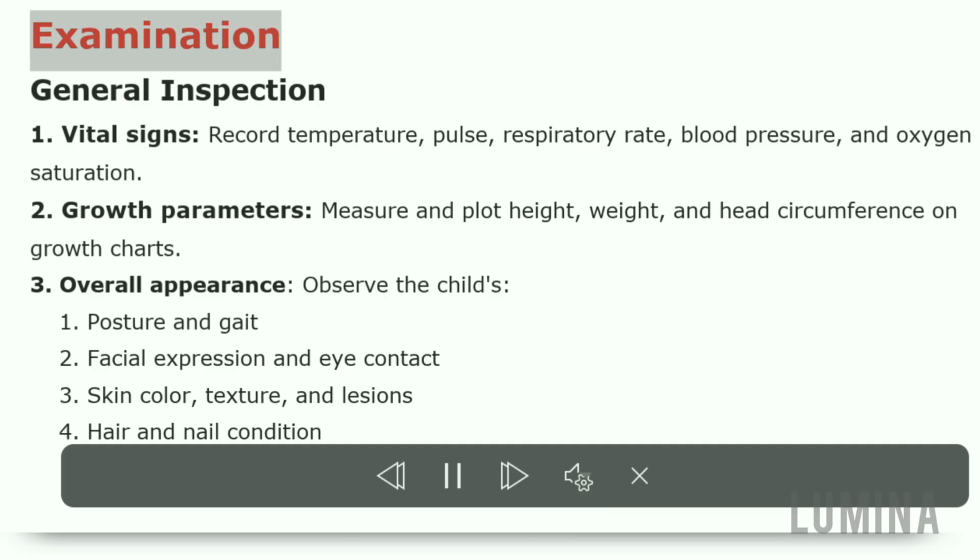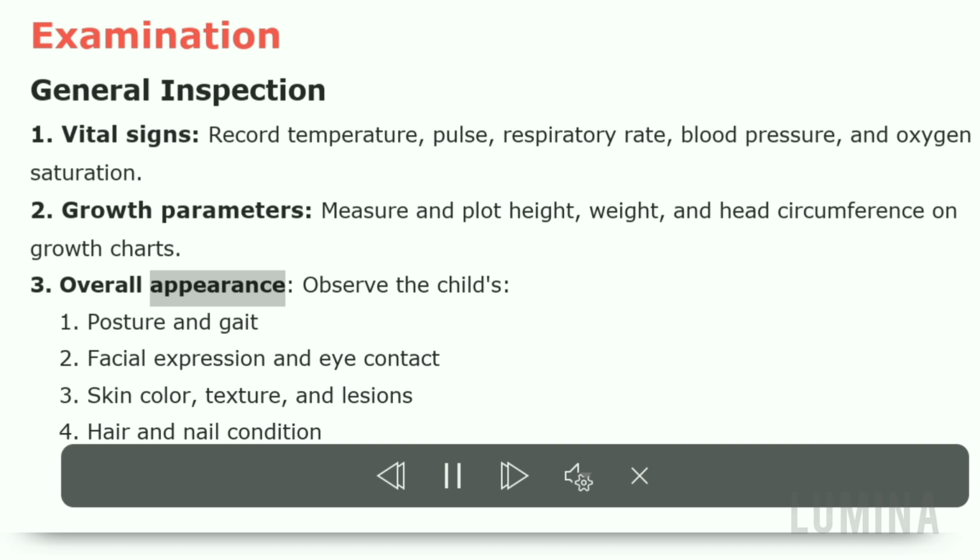Examination. General inspection. 1. Vital signs: record temperature, pulse, respiratory rate, blood pressure, and oxygen saturation. 2. Growth parameters: measure and plot height, weight, and head circumference on growth charts.